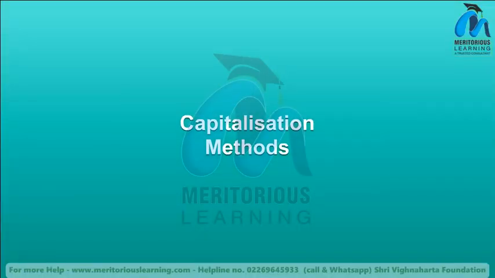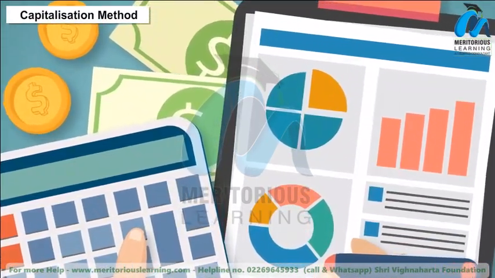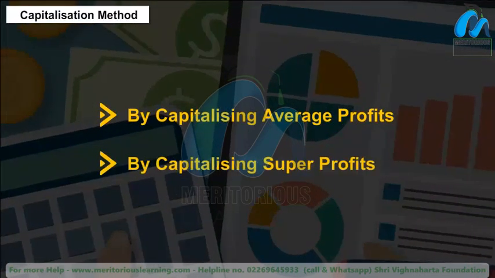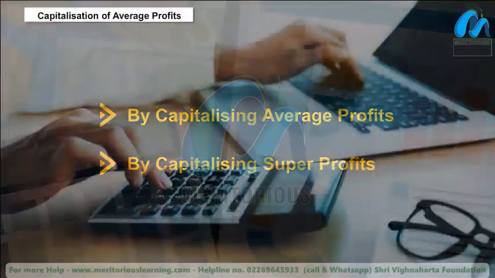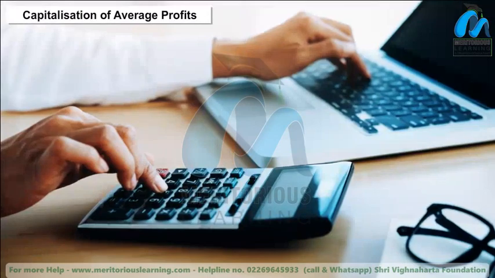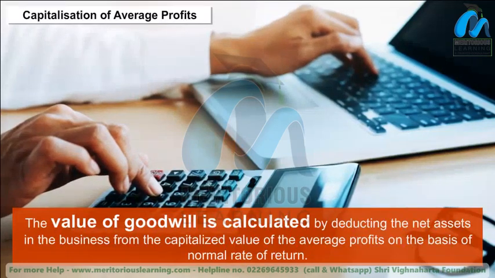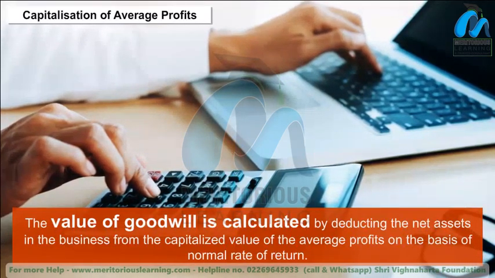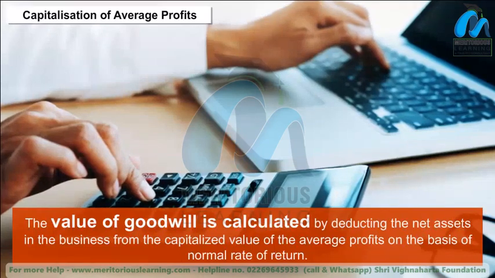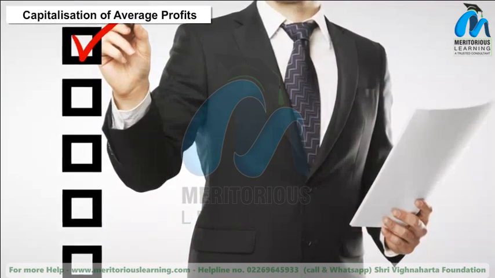Capitalization methods. Using this method, goodwill can be calculated in two ways: by capitalizing average profits, and by capitalizing super profits. Capitalization of average profits. Using this method, the value of goodwill is calculated by deducting the net assets in the business from the capitalized value of the average profits on the basis of the normal rate of return. This involves the following steps.